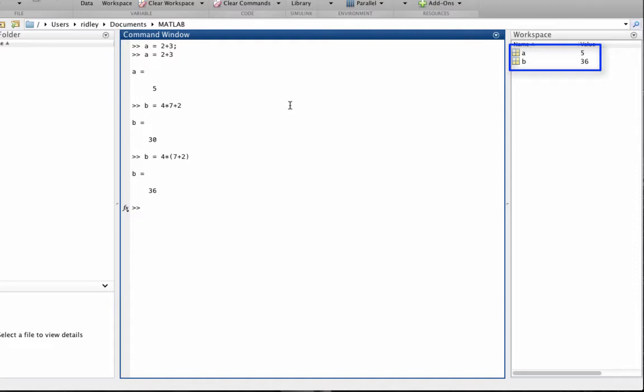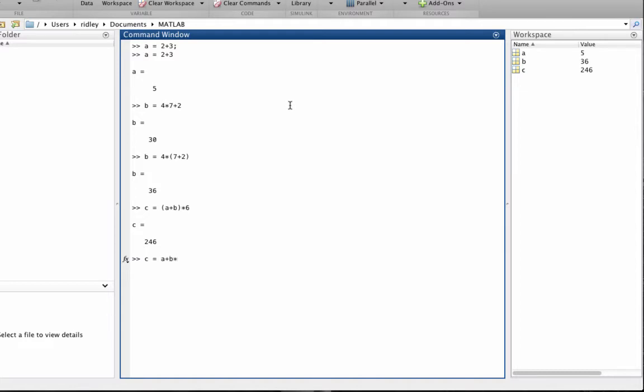Now we can set a variable c. We can use parentheses again and multiplication, and then we get a value. And we can reset the variable c and get a different answer. If we use parentheses, we get one answer. If we don't use parentheses, we get a different answer, obviously.